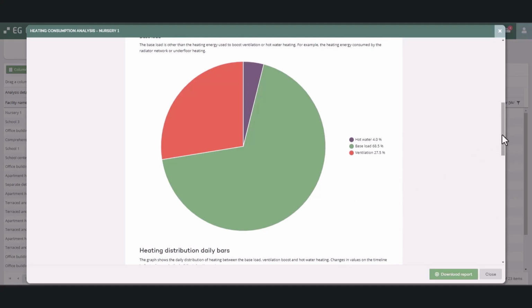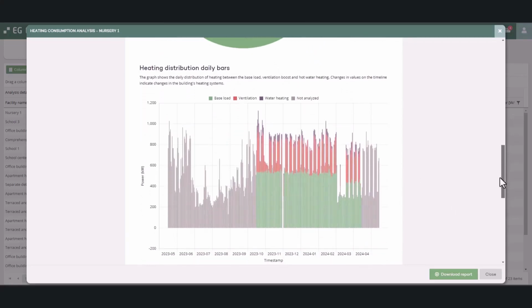In the next graph, you can see the daily distribution of heating consumption. The daily consumptions are normalized to 0 degrees to make the results comparable. This allows, for example, detecting if there have been changes in the level of any heating energy component. Changes and adjustments in the settings of the heating system can be seen as changes in the base load or ventilation levels.